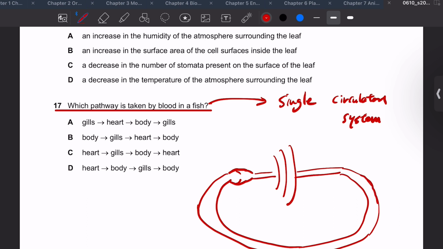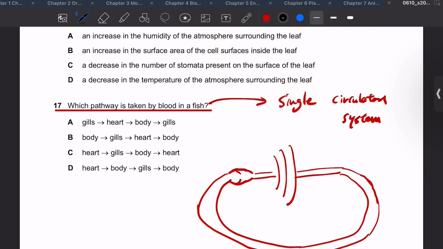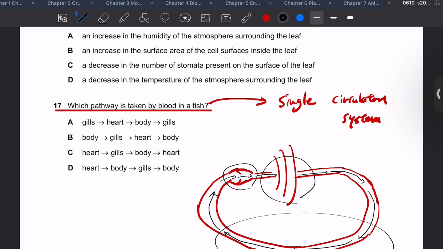Okay, so the blood enters the heart, and then goes to the gills and gets oxygenated, and then travels through the body and provides all the oxygen and nutrients, and it goes back to the heart again. So heart, gills, body, and then to the heart again. So the answer is C.